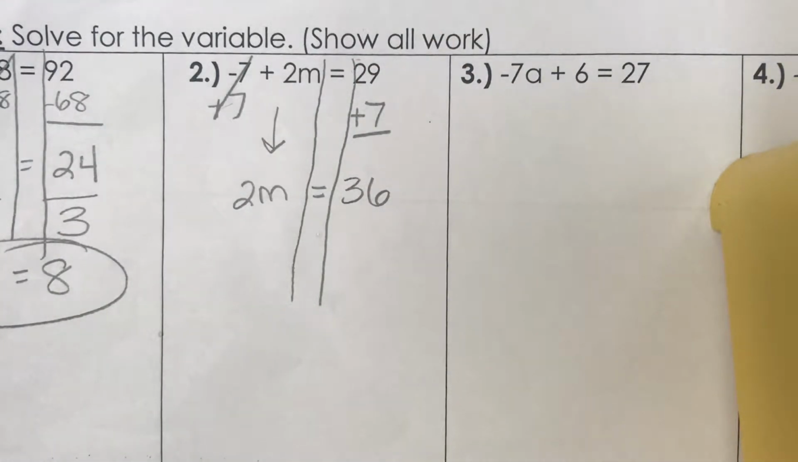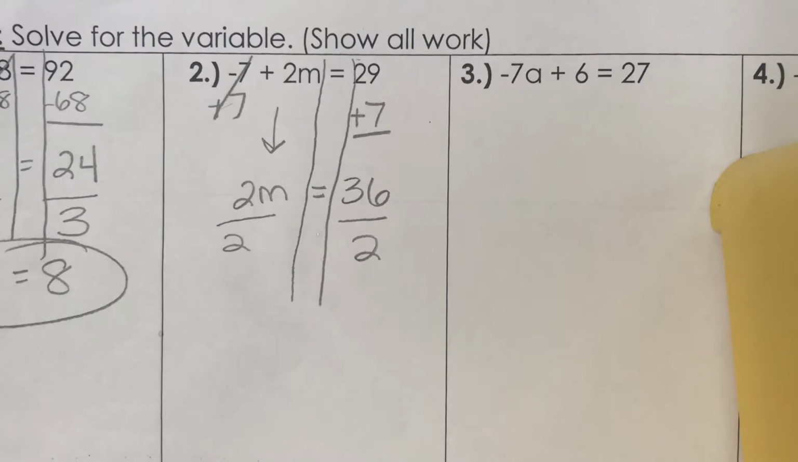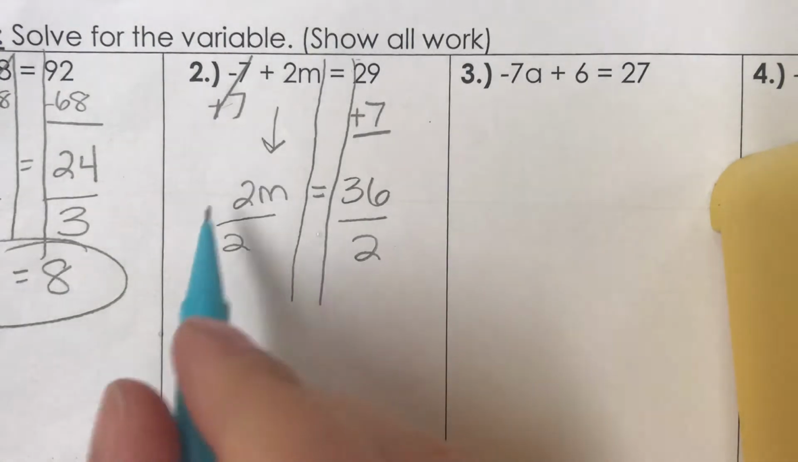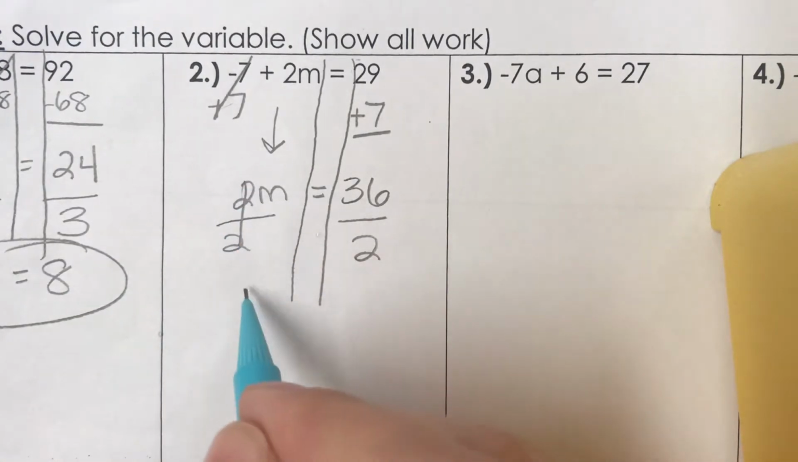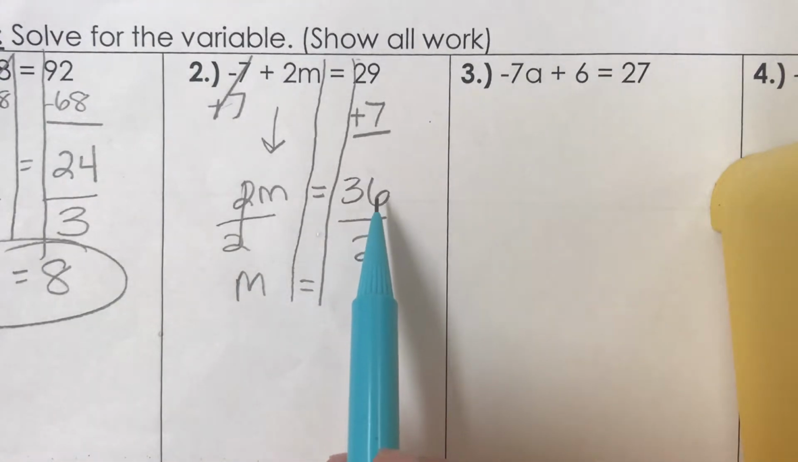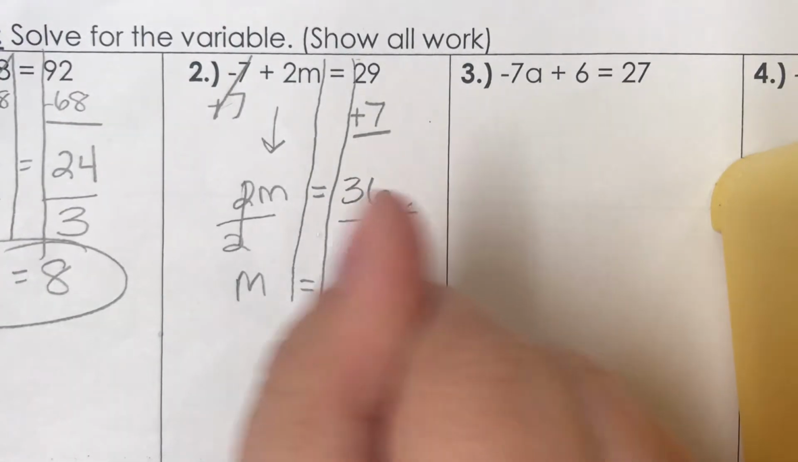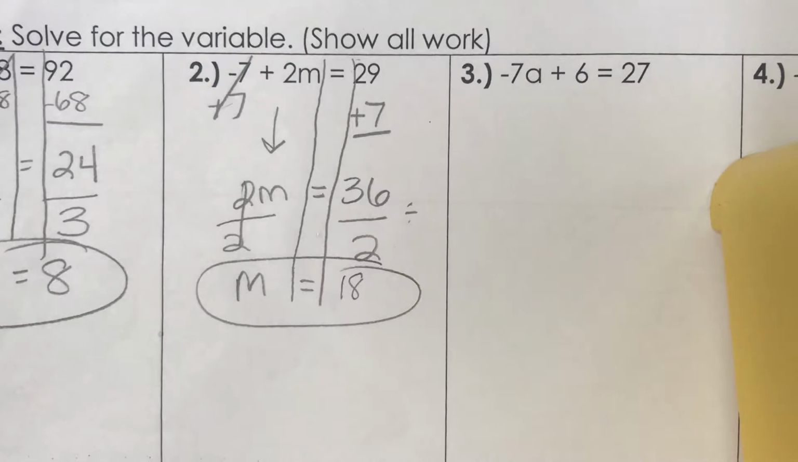If I have 2m, that means 2 times m. To undo multiplying by 2, I would need to divide by 2. So I will divide by 2 over here and over here, because what I do to one side, I do to the other. 2 divided by 2 is 1m equals, I'm going to type in my calculator, 36 divided by 2, and I will get an answer of m equals 18.